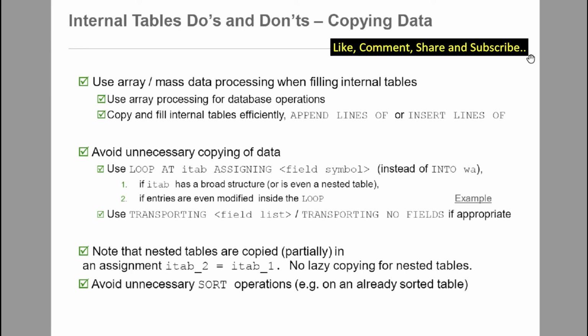Use loop at itab assigning field symbol instead of into WA, if itab has a broad structure or is even a nested table, if entries are even modified inside the loop. For example, use transporting no fields if appropriate. You should also note that nested tables are copied partially in an assignment, itab_2 equals itab_1. And lastly, you should avoid unnecessary sort operations, that is, on an already sorted table.